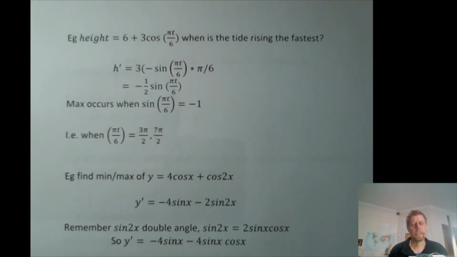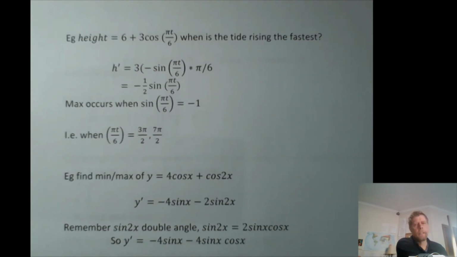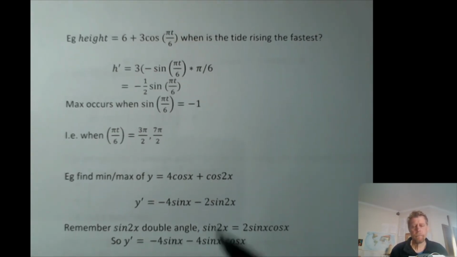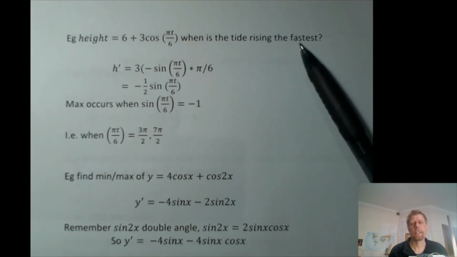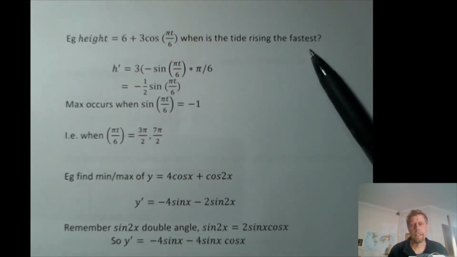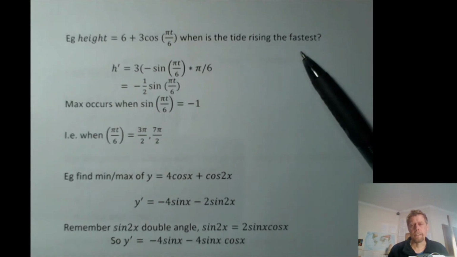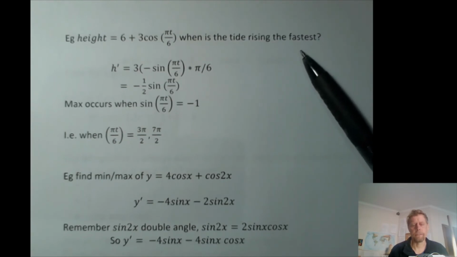Here's a practical example where the height is given by 6 plus 3 cos pi t over 6, and you're asked to find out when the tide is rising the fastest. You're looking at the rate of rise here, so I'm going to need to differentiate. Notice that this question is not asking you where the min-max is, which is where most questions on differentiation go. In this case, we actually want to find where the maximum of the differential is.